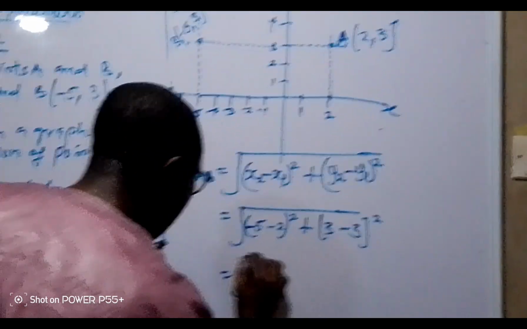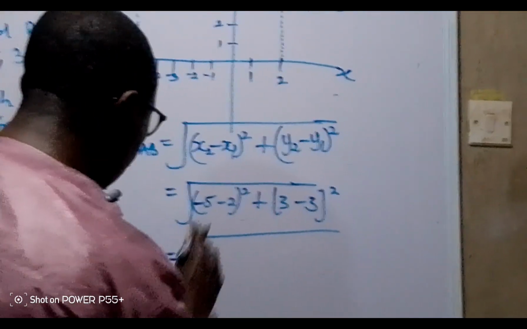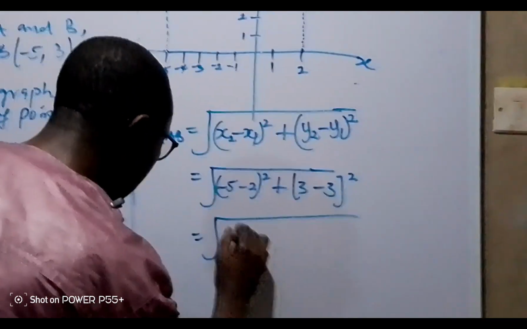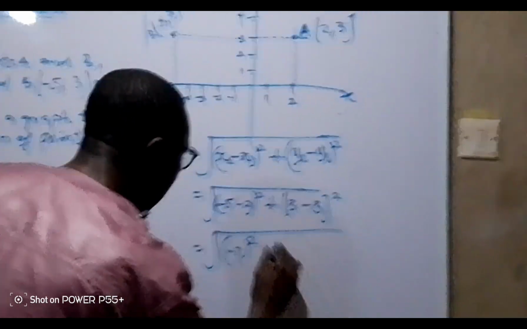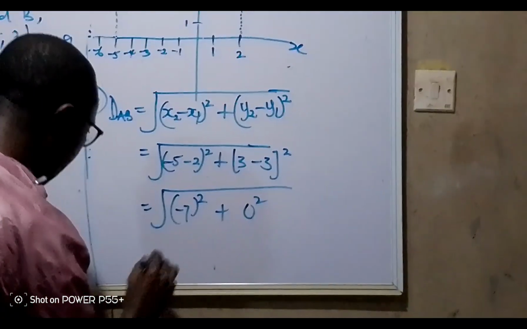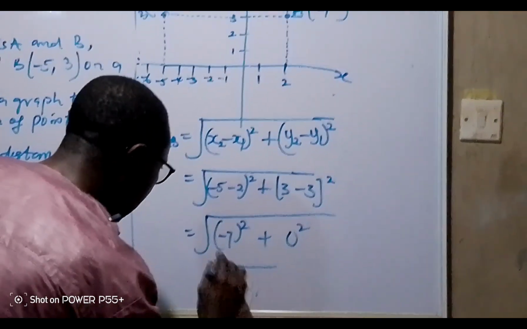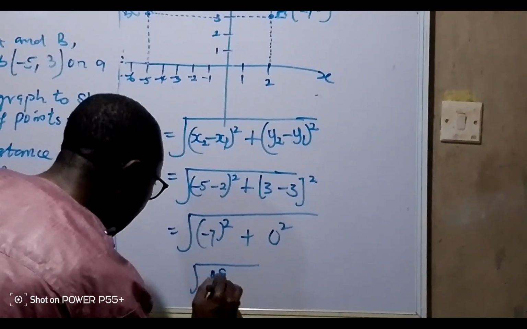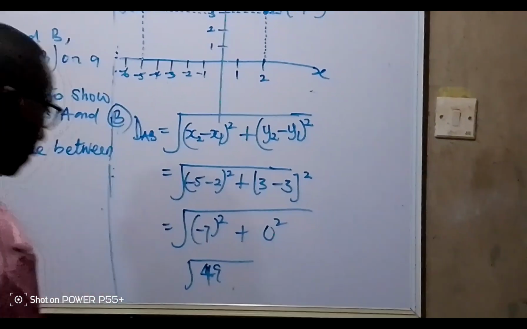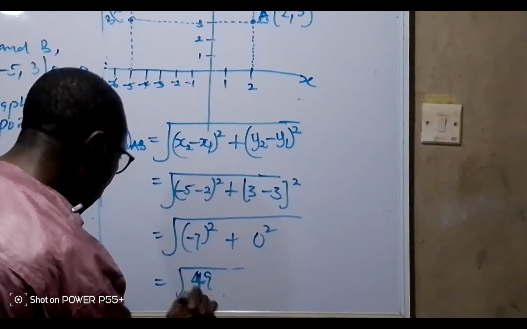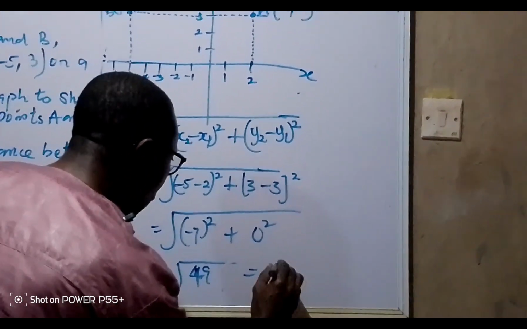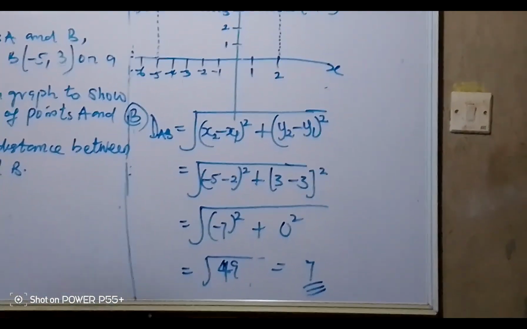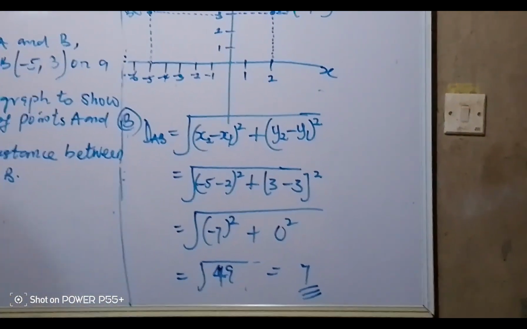Now, let's do the subtraction. This will give us minus 5 minus 2, that will be minus 7, squared, plus 0 squared. So this will give us the square root of 49, that's 7 times 7. Then from there, we can say the final answer will be equal to 7. That's the distance between the 2 points A and B.